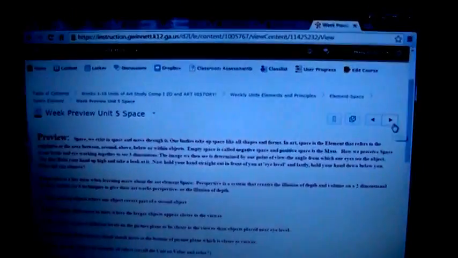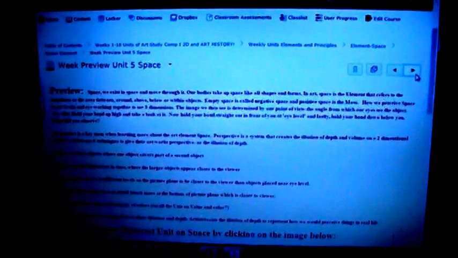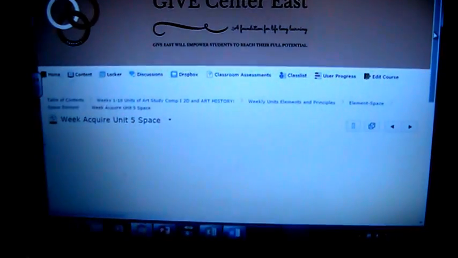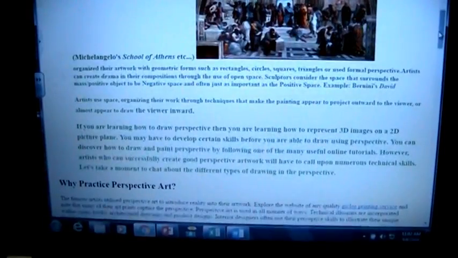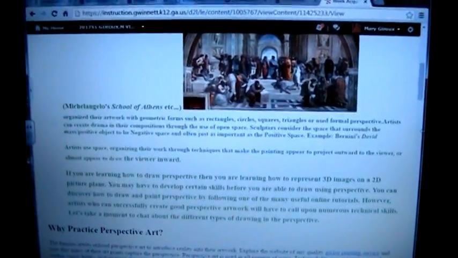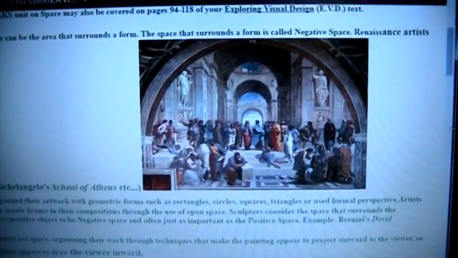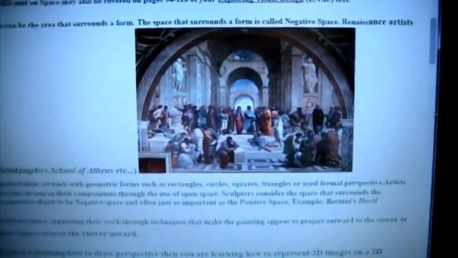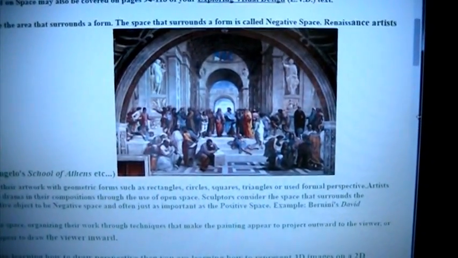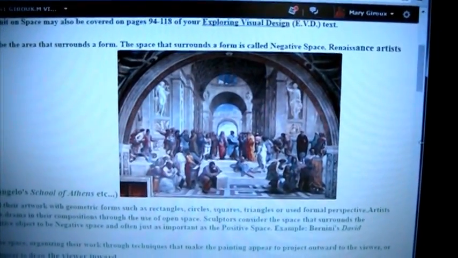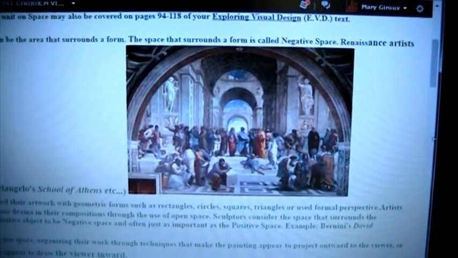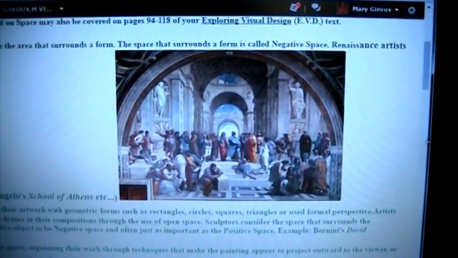See, then you're back here on E-class. And we talked about School of Athens, a very famous painting by Michelangelo. We located where the focal point was and where the vanishing point was. So you'll need to read this whole page on the acquire part of the unit on space.